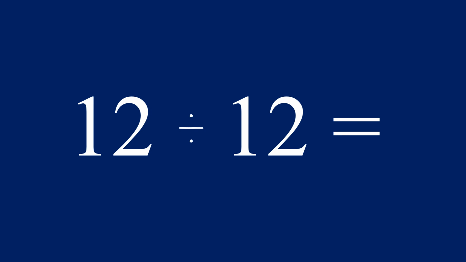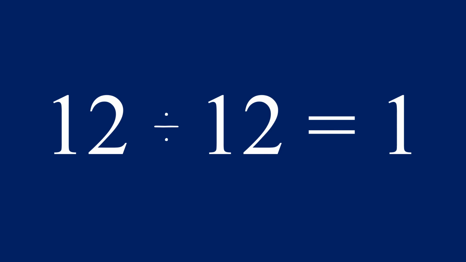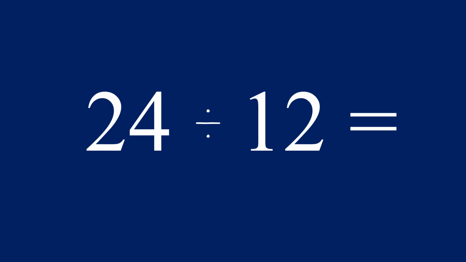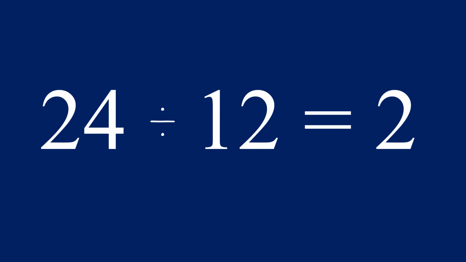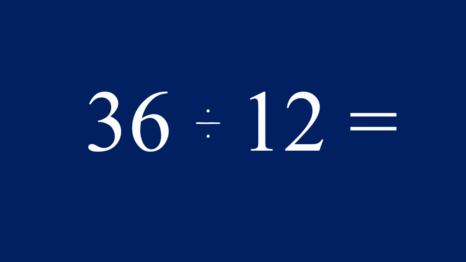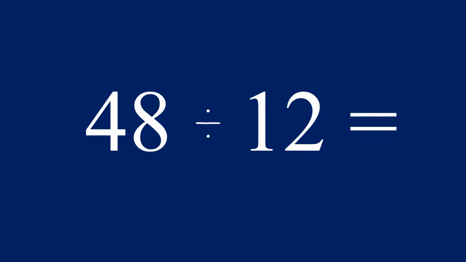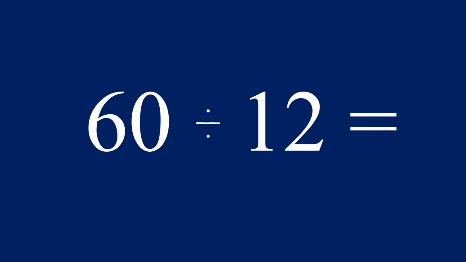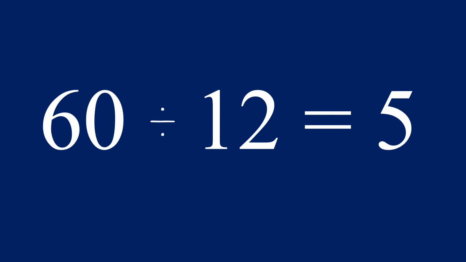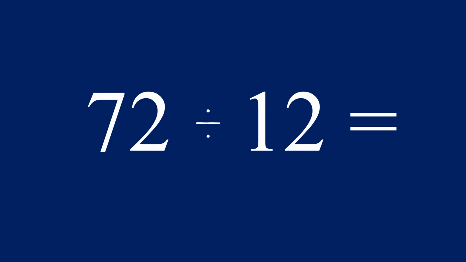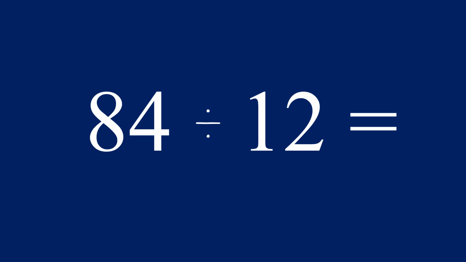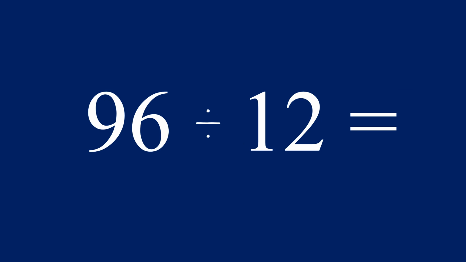12 divided by 12 equals 1. 24 divided by 12 equals 2. 36 divided by 12 equals 3. 48 divided by 12 equals 4. 60 divided by 12 equals 5. 72 divided by 12 equals 6. 84 divided by 12 equals 7.